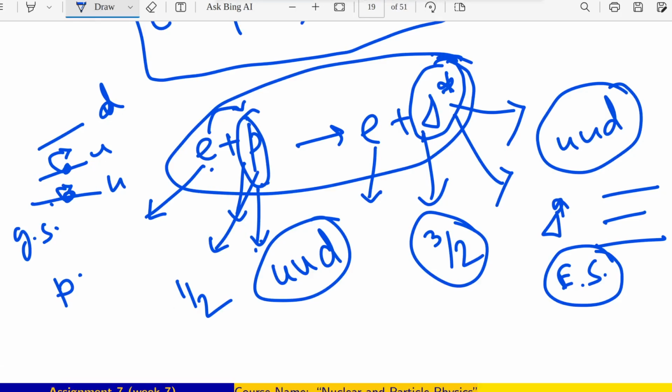So how is it possible? This is possible because our P is not a point particle. If it was a point particle, then P can't go to delta star in this expression, because all other particles are exactly the same. The electron is the same as the electron. Only the difference is P is going to delta plus, delta star, and how can it go? It can go because of the presence of quarks inside the proton.